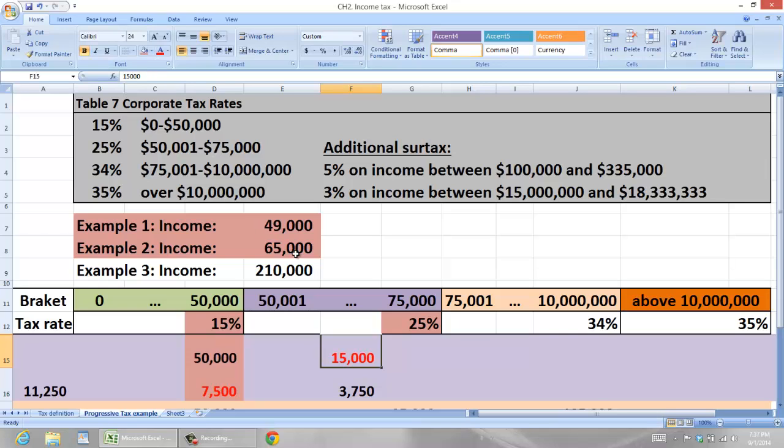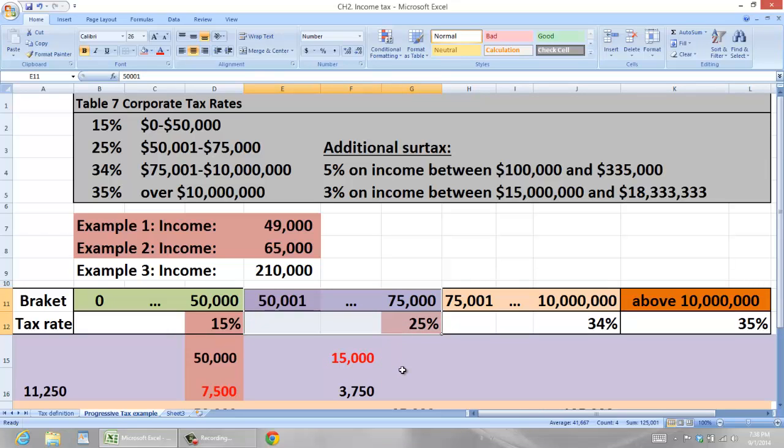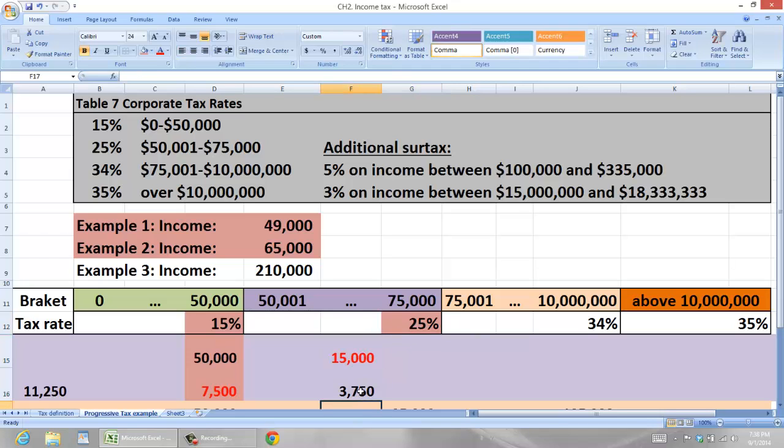Okay, where does the 15,000 come from? It equals our total income of 65 minus whatever we already paid for. So we already paid for 50, the rest 15 we have to deal with, and it falls in the second bracket. Now how can we get the tax number? Very simple. We take 15,000 multiplied by 25%, it gives us 3,750. So our total tax equals 7,500 plus 3,750, and sure enough, it is 11,250.